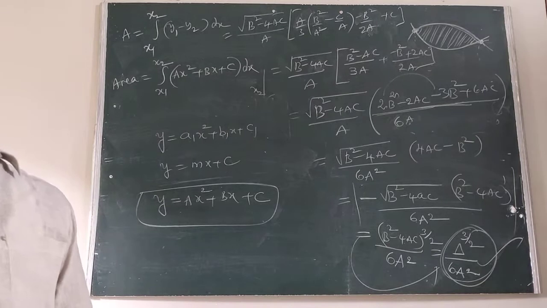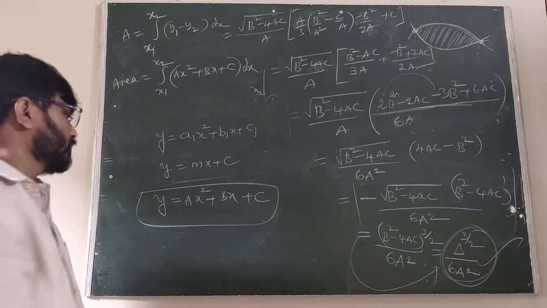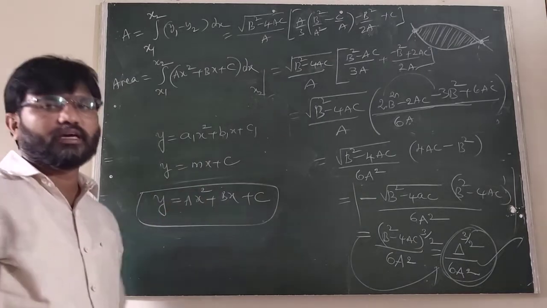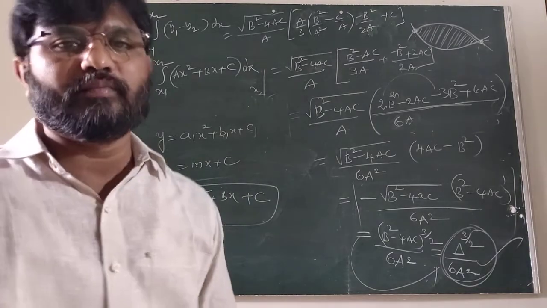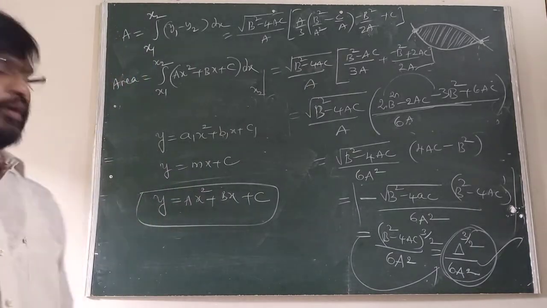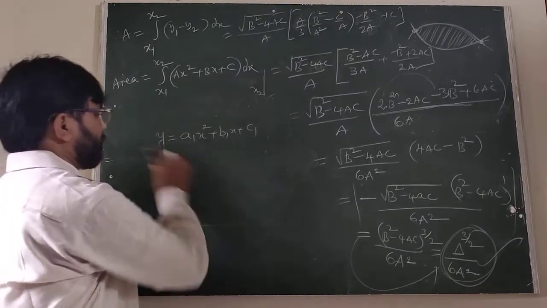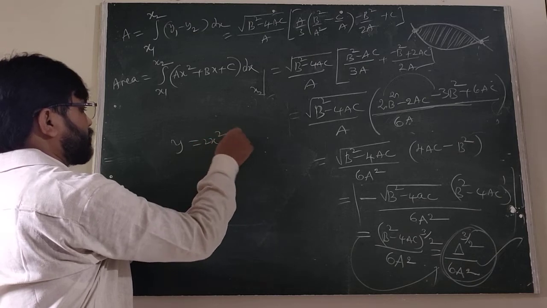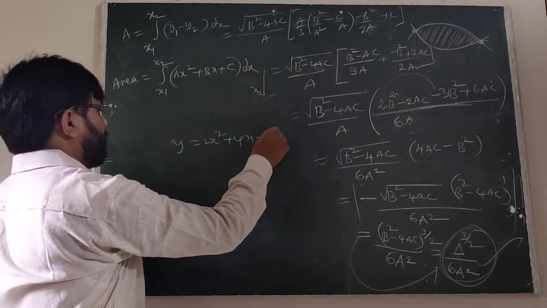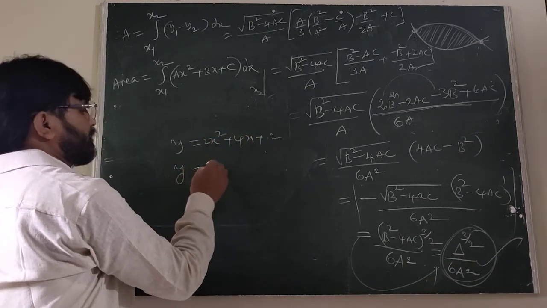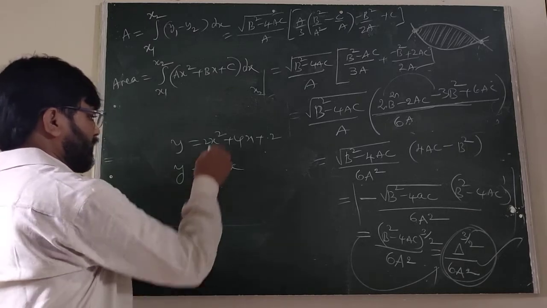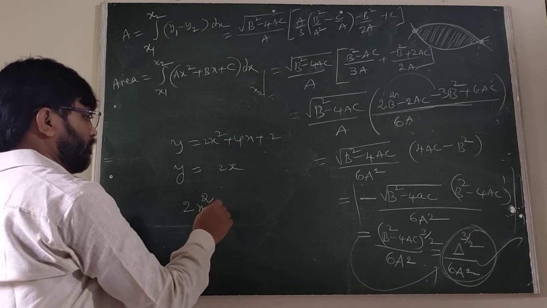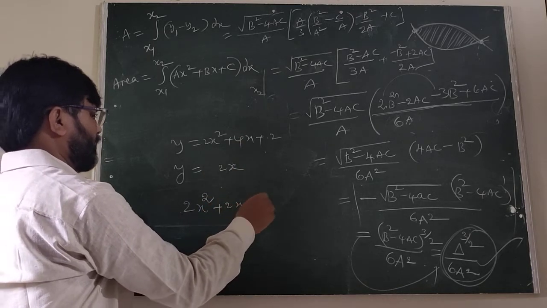Okay, and one more thing is, suppose when we are subtracting here, if any common terms are there, don't cancel them. That is the very important one. What is the meaning of that? Suppose we got here y equal to 2x square plus 4x plus 2. Another one is 2x. Now we can subtract here the 2x square plus 2x plus 2.